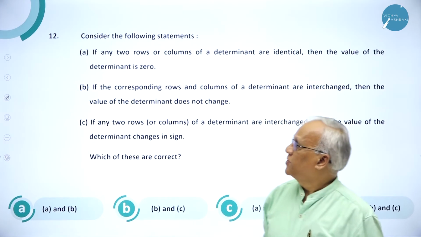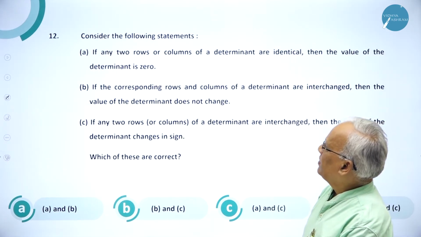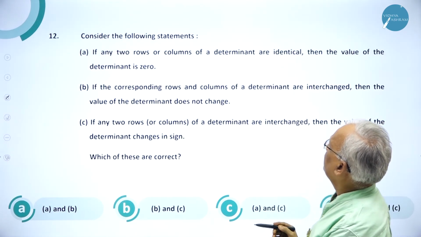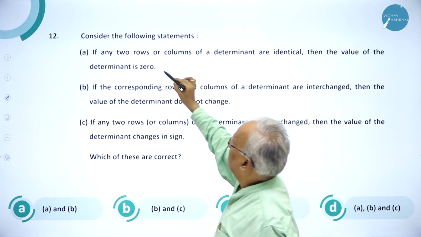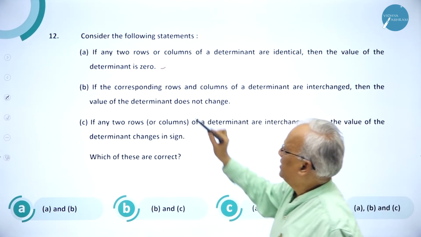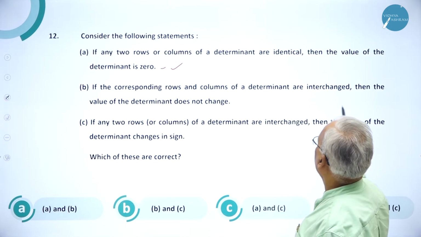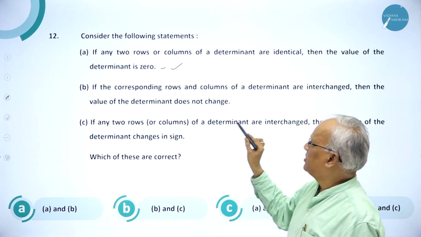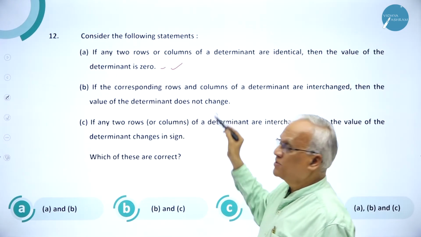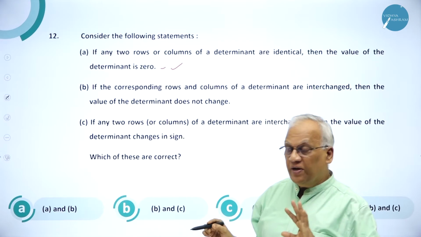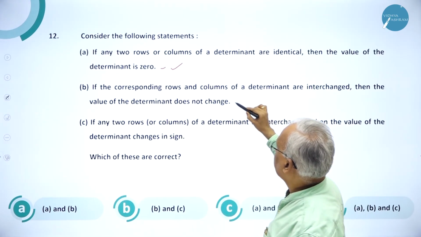Next, question number 12. Consider the following statements. If any two rows or columns of a determinant are identical, then the determinant value is 0. That is correct. If the corresponding rows and columns of a determinant are interchanged, then the value of the determinant does not change. Don't get confused with interchanging any two rows or columns, which is different. You are interchanging rows and columns, meaning taking the transpose. So the determinant does not change, which is correct.